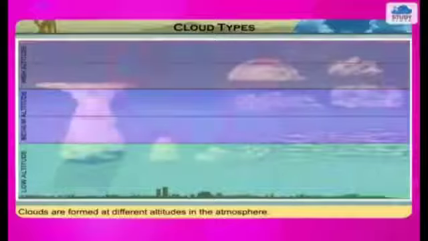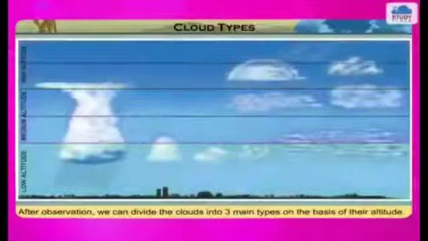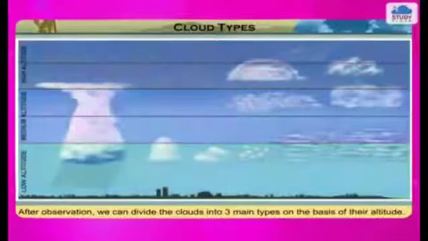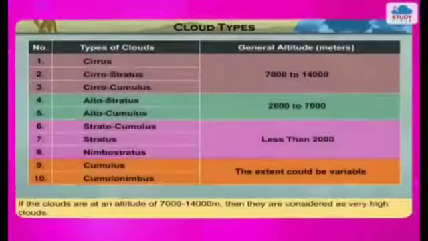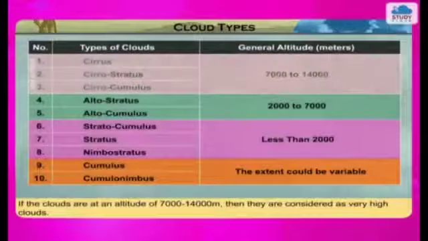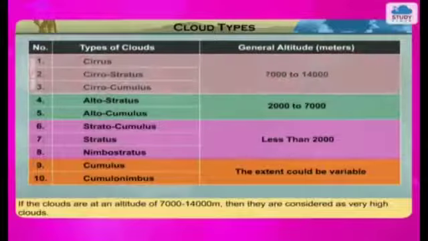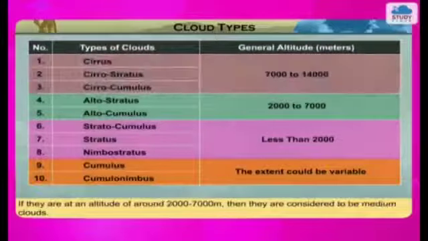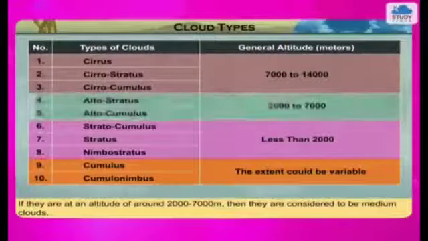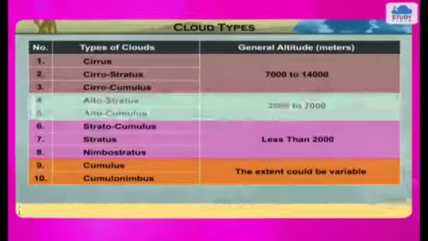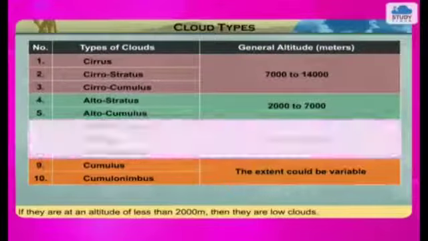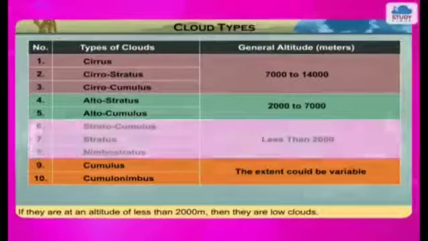Cloud types. Clouds are formed at different altitudes in the atmosphere. After observation, we can divide the clouds into three main types on the basis of their altitude. The height from the base of the clouds is taken into consideration. If the clouds are at an altitude of 7,000 to 14,000 meters, then they are considered as very high clouds. If they are at an altitude of around 2,000 to 7,000 meters, then they are considered to be medium clouds. If they are at an altitude of less than 2,000 meters, then they are low clouds.